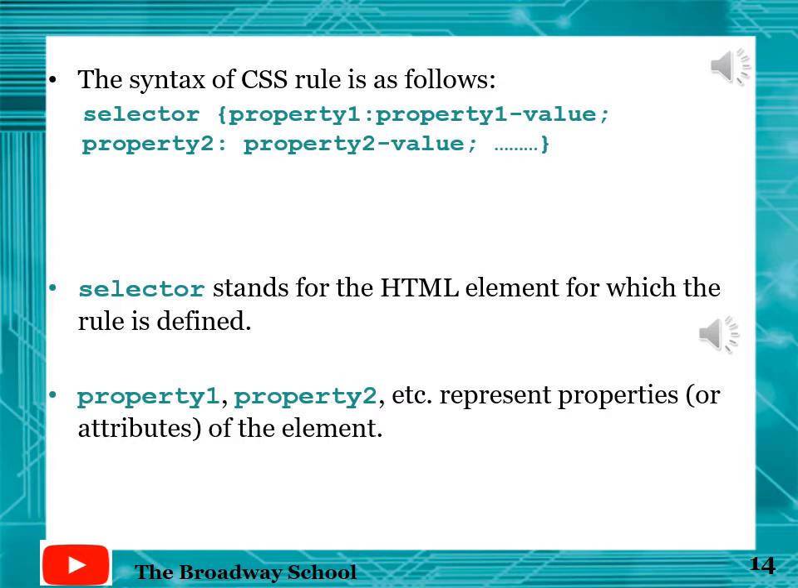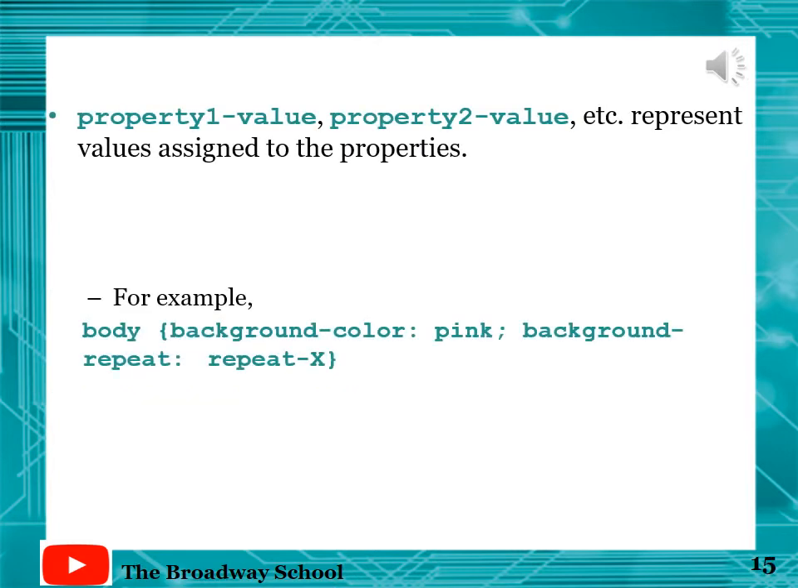Selector stands for the HTML elements for which the rule is defined. Property1, property2, etc. represent properties or attributes of the elements. Property1 value and property2 value, etc. represent values assigned to the properties. For example, body background-color colon pink.